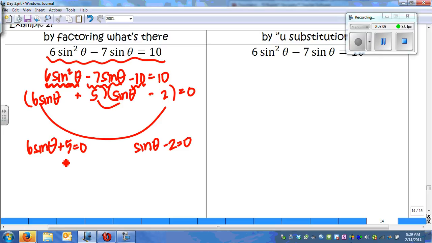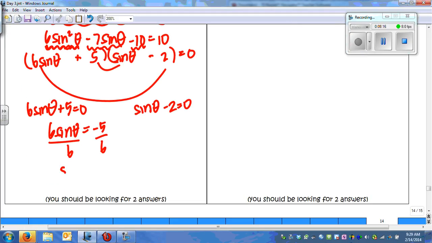First things first, in this first one, we'll subtract 5 from each side, and that gives us 6 sine theta equals negative 5. The last thing to do is divide by 6. Sine theta then equals negative 5/6. Our job is to find a theta where its sine is negative 5/6. We'll deal with that in a second.